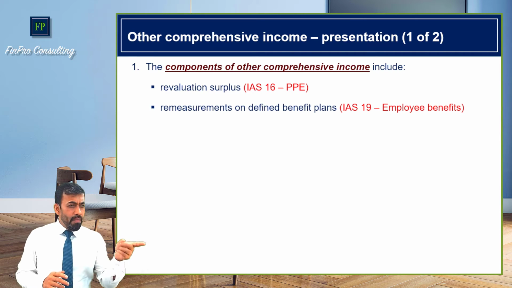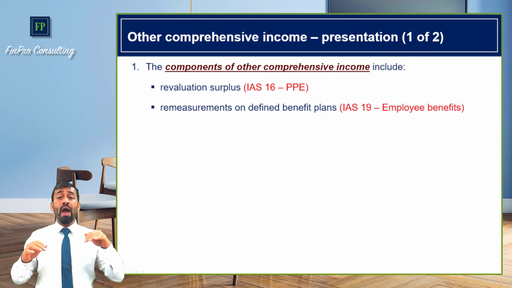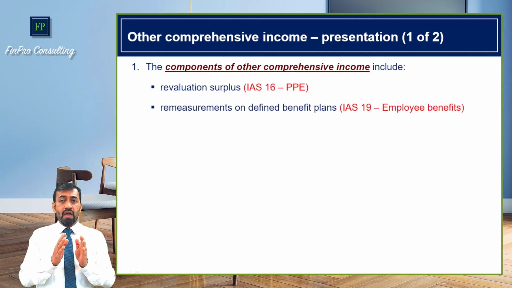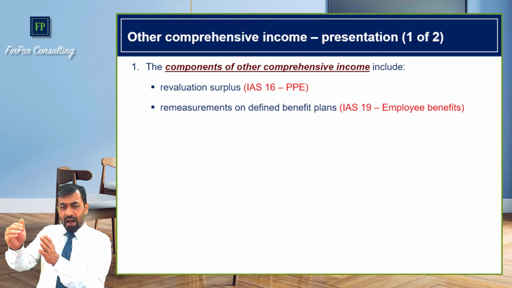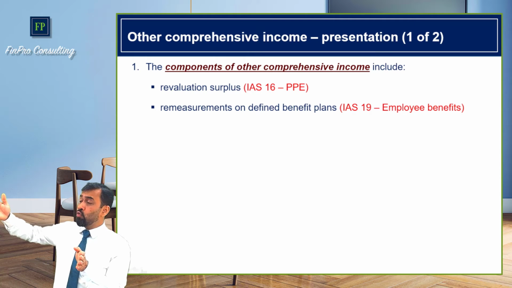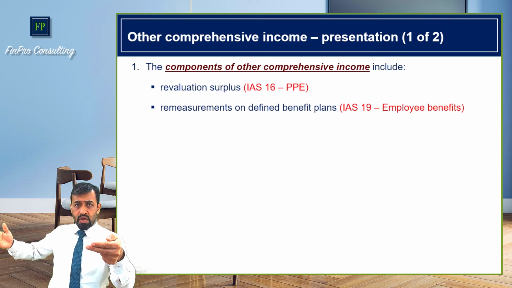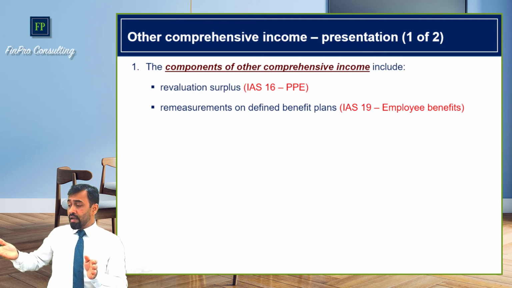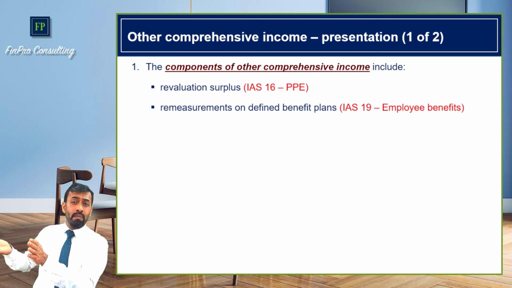Number 2, remeasurements on defined benefit plans. These remeasurements in defined benefit plans are with respect to actual gains and losses with respect to change in the actual assumptions, your demographic or financial assumptions while calculating the employee benefit related liability like gratuity liability, pension liability, which is expected to be paid off once the employee retires. So there might be a significant time gap. So there are certain assumptions on the basis of which the actuary calculates this liability, which gets allocated as expenses over the number of years of his employment.